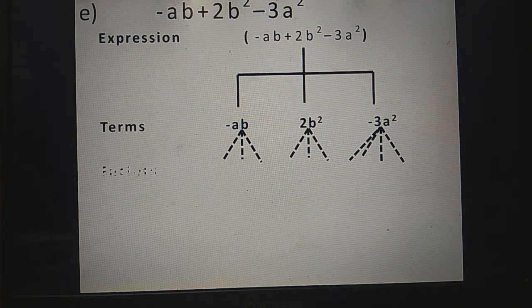How? In the first one, your first one will be minus 1 for negative sign, then a, b. In the next one it's 2, b, b. In the next one it's minus 1, 3, a, a. Is it clear?